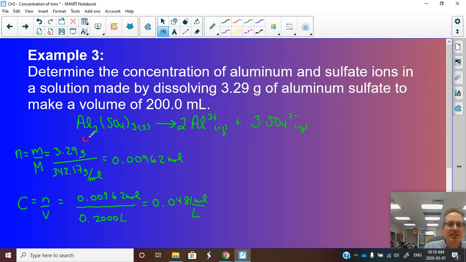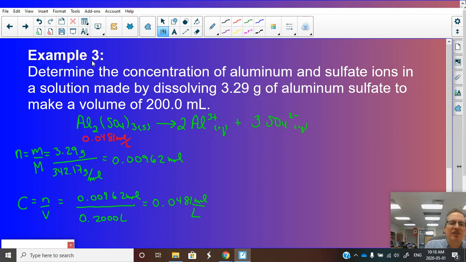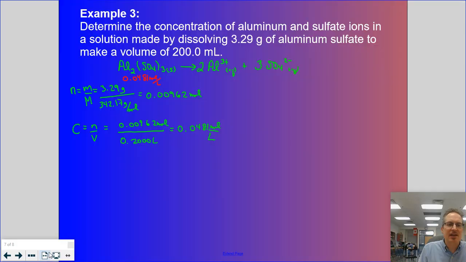Now, that is my concentration of aluminum sulfate. So I'm going to actually take my red pen and write it right there. Now, this is not the number we're using, right? We're still going to use my full calculator value. I'm going to try to get some more paper here. So now I'm going to calculate the concentration, it says, of both ions. I'm going to find aluminum ion first. And we're going to follow the steps you just learned today.